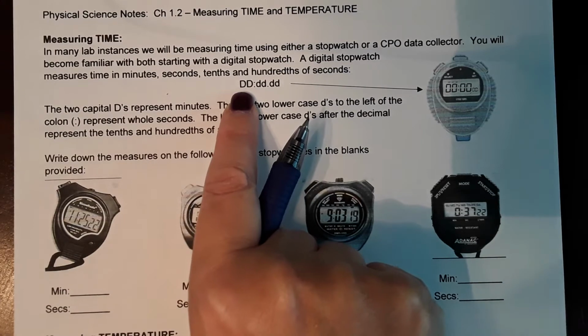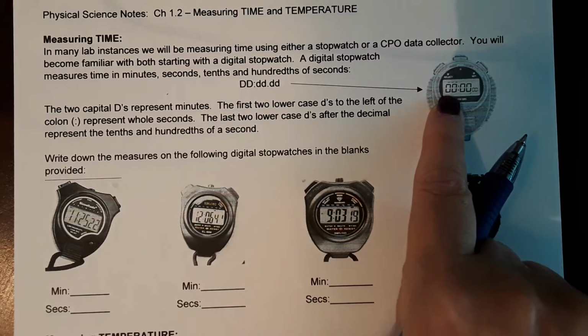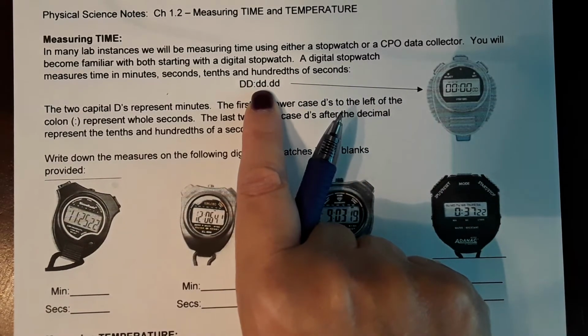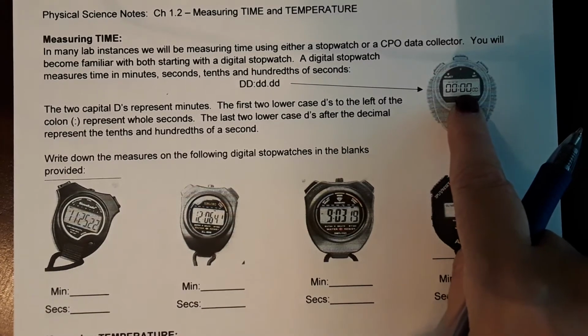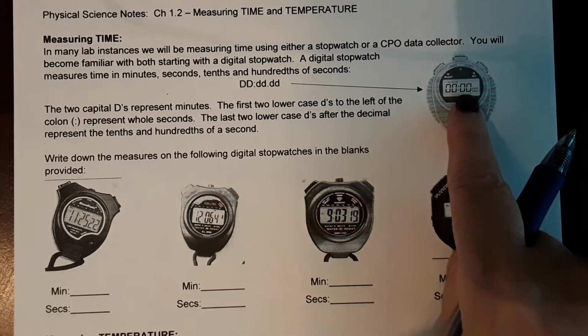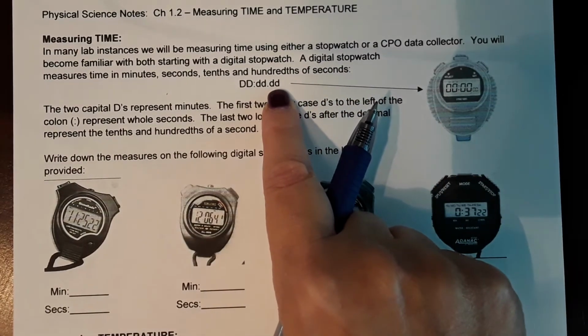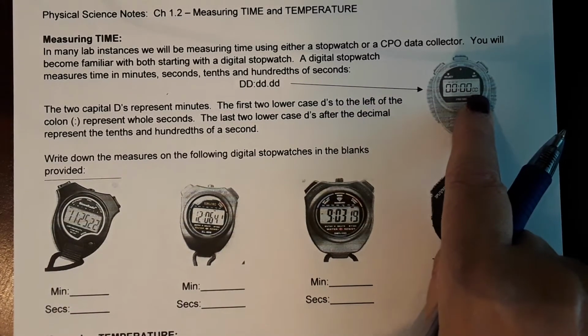Well, the 2 capital D's right here, which are the first 2 zeros, represent minutes, and you can have anywhere from 0 to 59 minutes shown on the watch. The second 2 D's, which are lowercase and come right after the colon, these are whole seconds. They would be these 2 zeros here. You can have anywhere from 0 to 59 seconds. The last 2 digits, which come after the decimal, are indicated by these tiny zeros. Those would be the tenths and the hundredths of a second.